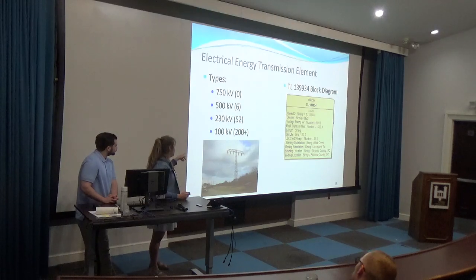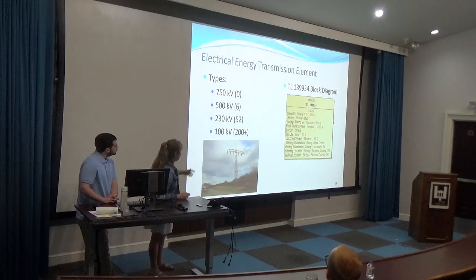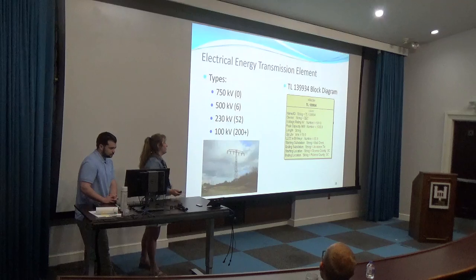And here you can see we have a picture of a transmission line and also a block diagram from one of the transmission lines. This one is a 500 kilovolt line and also showing those key parameters.